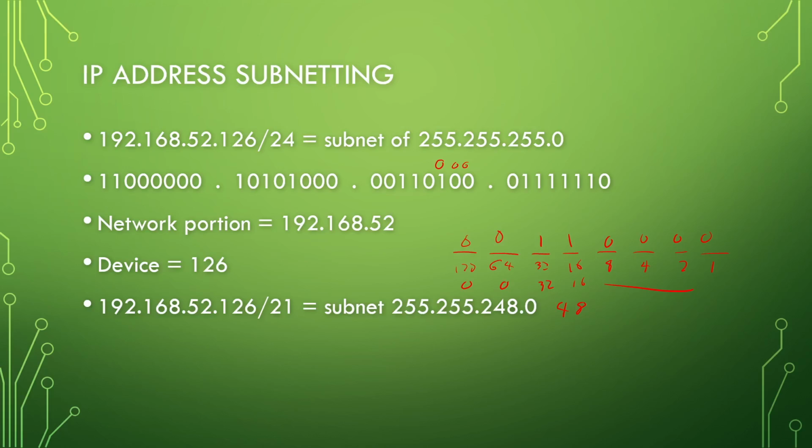Now, this does make the device ID not quite as simple, right? Because it's not just 126 now. It could be 1, 2, 3, 4, 5, 6, or 7. So it could be 1 through 7, dot, and then 0 to 255.